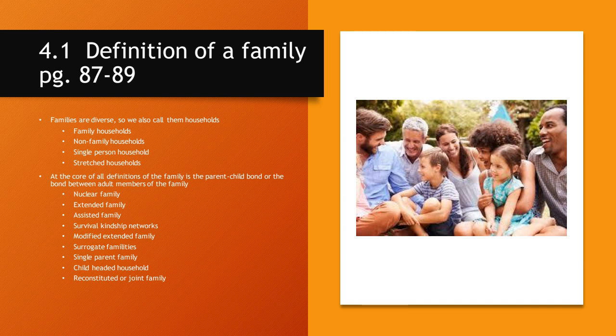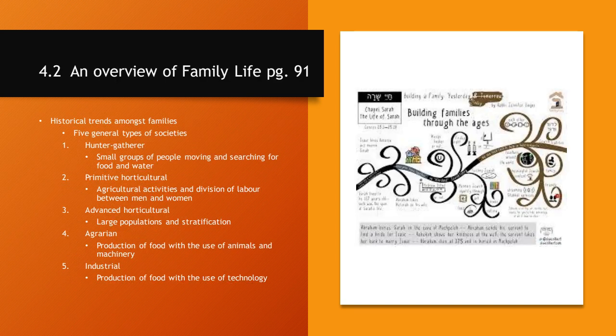And then we also have families. At the core of all definitions of the family is the parent-child bond, or rather, a bond between adult members of the family. In our different types of households, we have family households, non-family households, single person households, and stretched households. And in our different definitions of the family, we have about nine different types of families. All of these can be found on page 87 to page 89 in your textbooks.